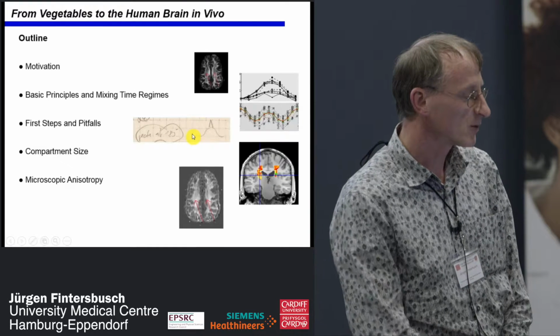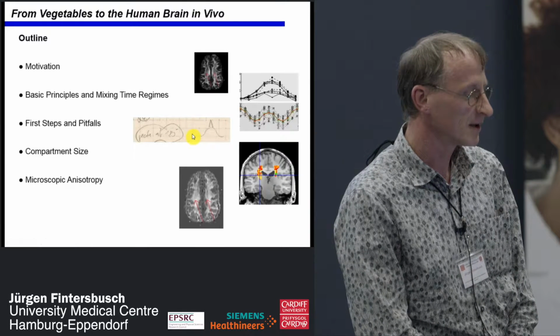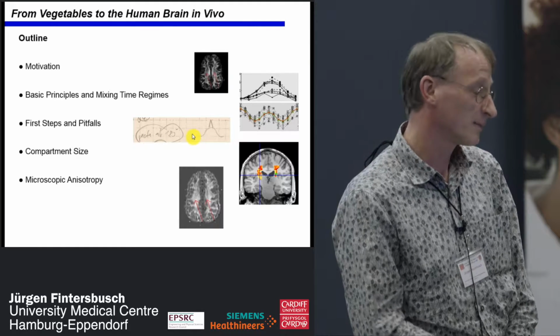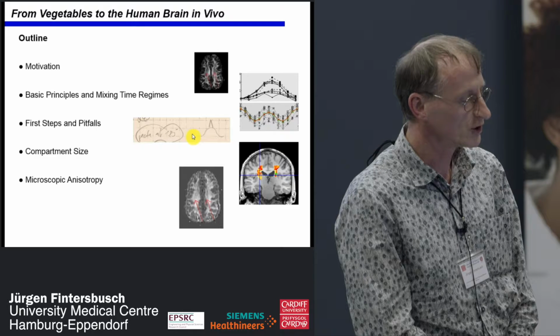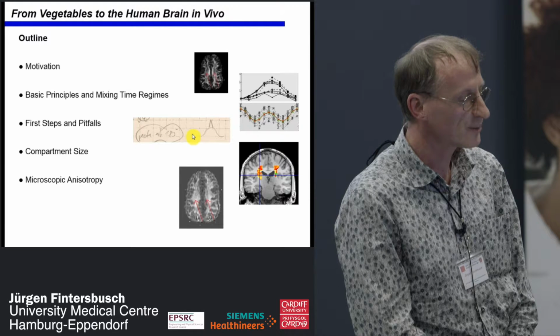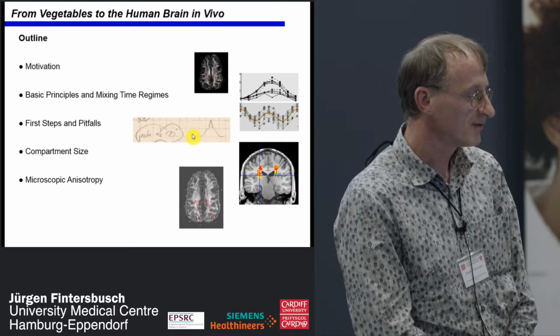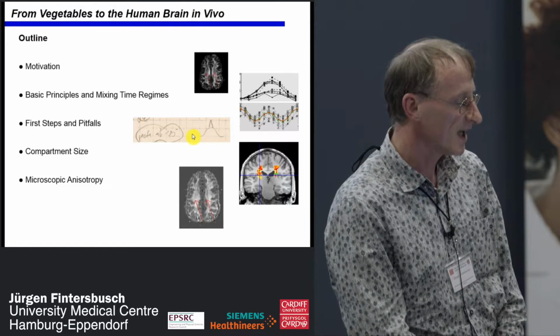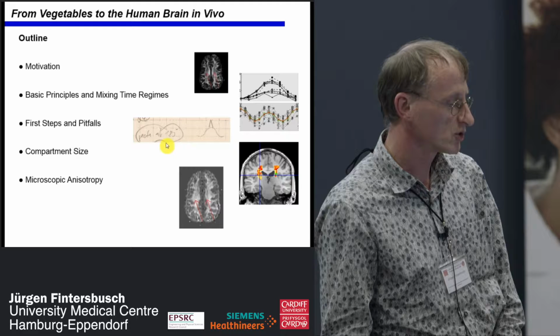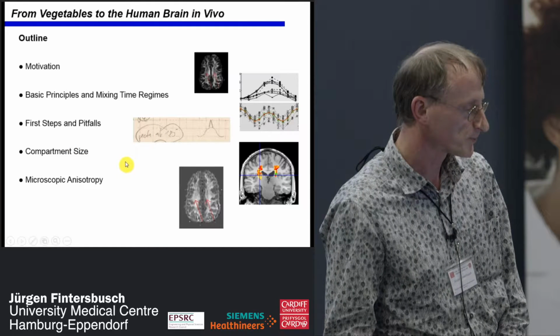I will start with a short motivation addressing a few of the drawbacks of diffusion tensor imaging, then repeat the basic principles of double diffusion encoding, including the two mixing time regimes, and mention some of the pitfalls we faced when starting with such experiments in our whole body scanner, before then presenting experiments targeting the compartment size and the microscopic diffusion anisotropy in the human brain.